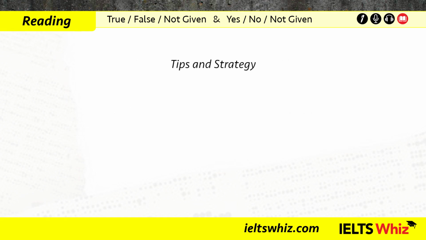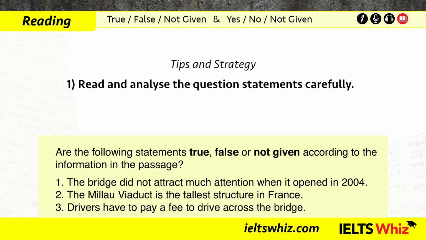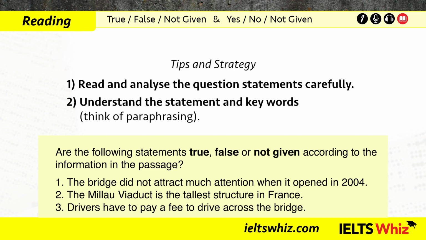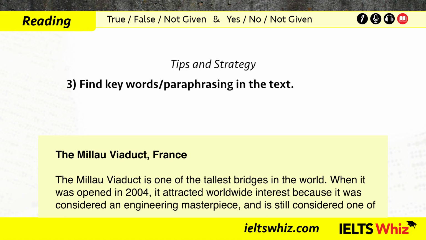So let's look at some tips and strategies to use when answering this type of question. Firstly, you need to read and analyze the question statements carefully. Secondly, understand the statement and key words. Start to think about paraphrasing. How can you say things in a different way? Find keywords and paraphrasing in the text.